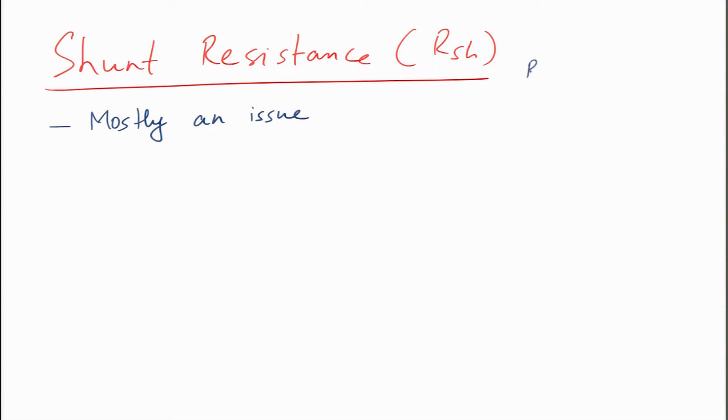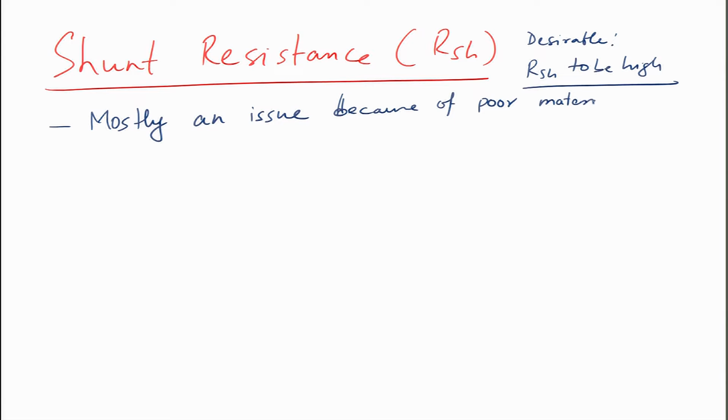So, basically we want RSH to be high, that is the desirable, okay, whereas RS should be lower. So, this is mostly an issue because of poor material quality or defects in devices.